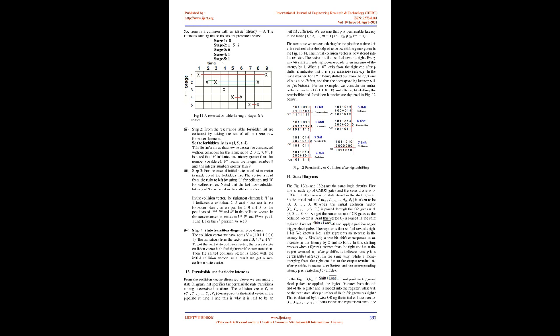1.4 State diagrams. Fig. 13a and 13b are the same logic circuits. The first one is made up of CMOS gates and the second one is of LTGs. Initially there is no state stored in the shift register. So the initial value is taken to be 0, 0, 0, 0. When the initial collision vector is passed through the OR gates with 0, 0, 0, 0, we get the same output of the OR gates as the collision vector is.